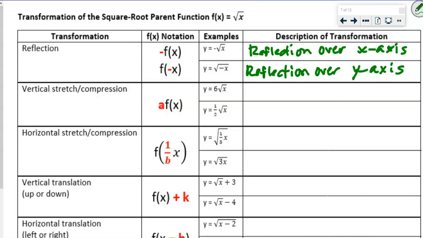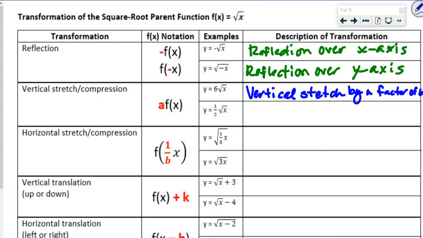Now, we got an A. So that means there's something in front of the radical, okay? So if there is a number greater than 1 in front of there, then this is going to be what? A vertical stretch, okay? And this one's going to be a vertical stretch by a factor of 6. Can't hardly fit that there, okay?